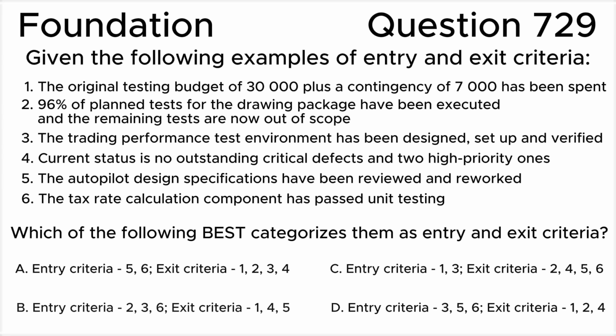A. Entry criteria are 5, 6. Exit criteria are 1, 2, 3, 4. B. Entry criteria are 2, 3, 6. Exit criteria are 1, 4, 5. C. Entry criteria are 1, 3. Exit criteria are 2, 4, 5, 6. D. Entry criteria are 3, 5, 6. Exit criteria are 1, 2, 4.